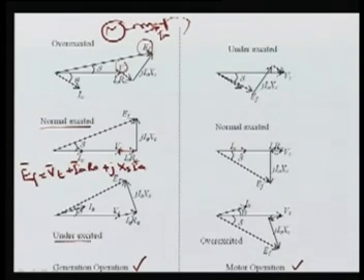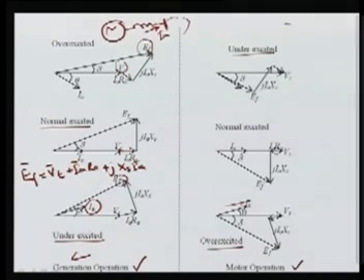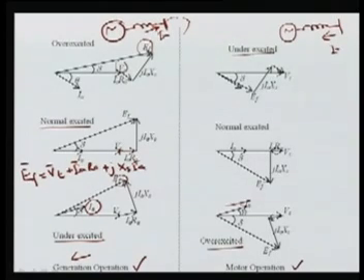In under excitation, the current leads the terminal voltage of the alternator. Then it will be an addition here, and you can see EF may be less than your terminal voltage. So this is the underexcited operation of the generator. In the motor operation, it is just the reverse. If your current is lagging, then it is called underexcited. If your current is leading, then it is called overexcited. Why? Because this is your motor, and the current is coming out from the system.